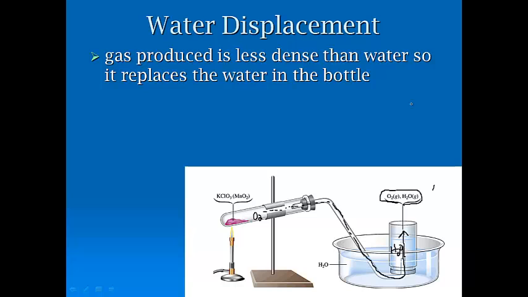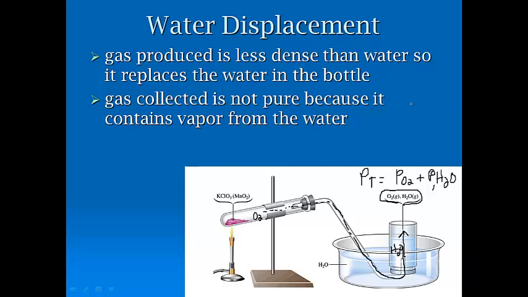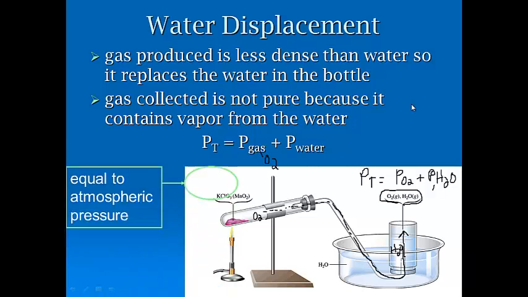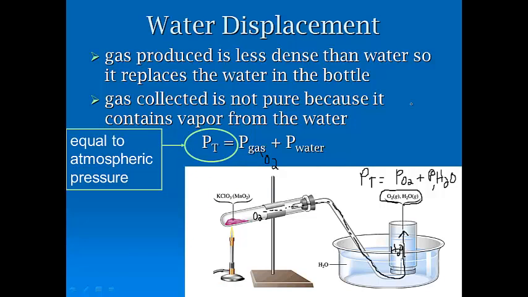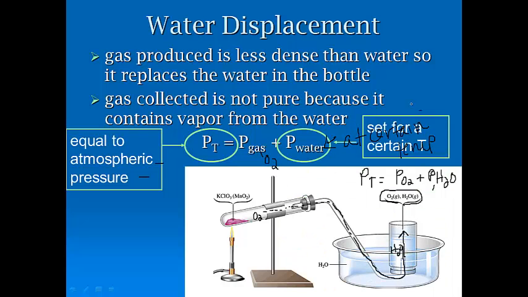So if we know the pressure of one, we can figure out the pressure of the other, because the total pressure here would be equal to the pressure of the oxygen plus the pressure of the water vapor. The gas collected is not pure because it contains water vapor. So the total pressure is equal to the pressure of the oxygen plus the water, and we can use that to solve mass problems. And that total is equal to the atmospheric pressure. If we're running a lab, we just measure the atmospheric pressure in the room, and then all we have to do is know the water vapor pressure, and this is temperature dependent. You would be given the pressure of water vapor at certain temperatures, and then you could solve for it.